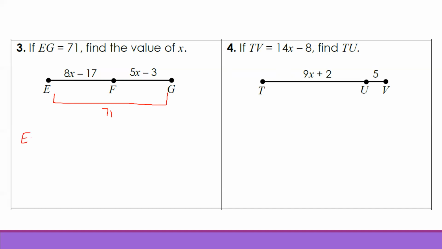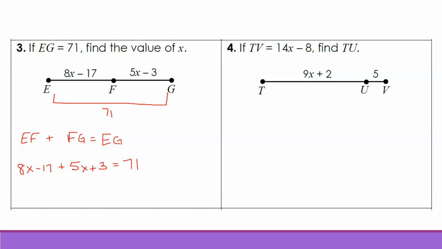Well, I know that the small segment EF plus the other small segment FG equals the larger segment. That large segment we name by the endpoints EG. And now I'm going to substitute what I know. EF is 8x minus 17. FG is 5x plus 3. And they told me that EG was 71. Now all we have to do is solve for X.